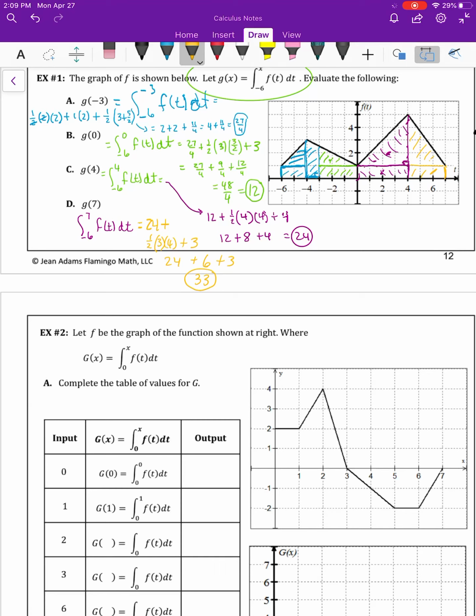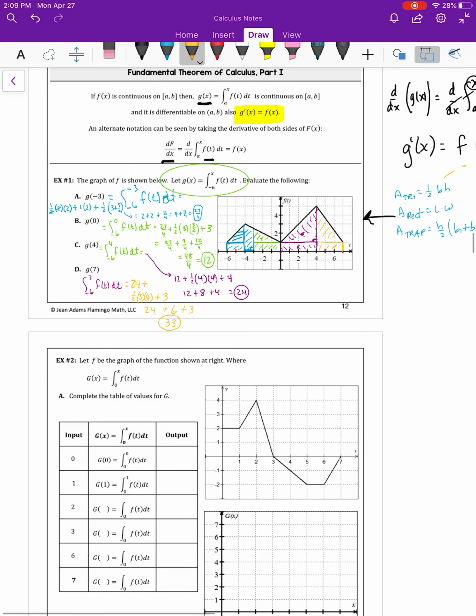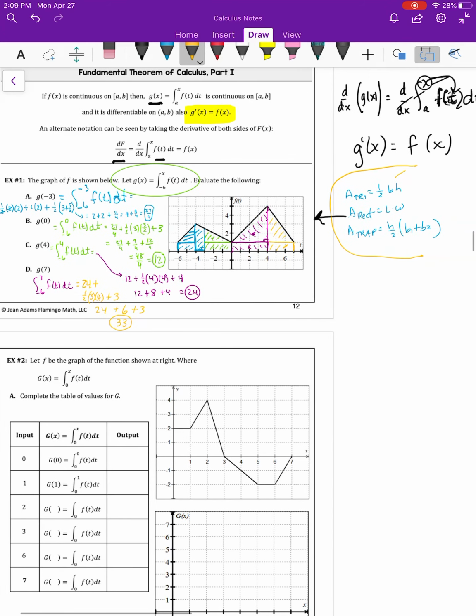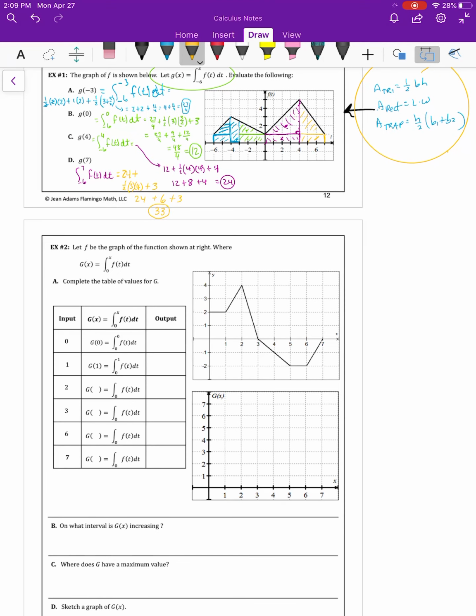So those are kind of fun. I hope you like those because you're using your stuff over here, your formulas, and I think that it's just a good idea to use those formulas.